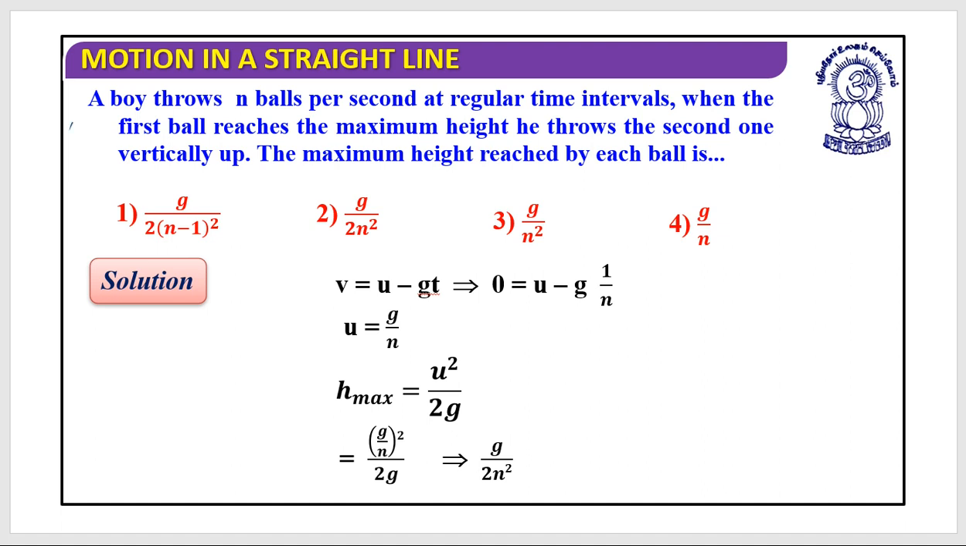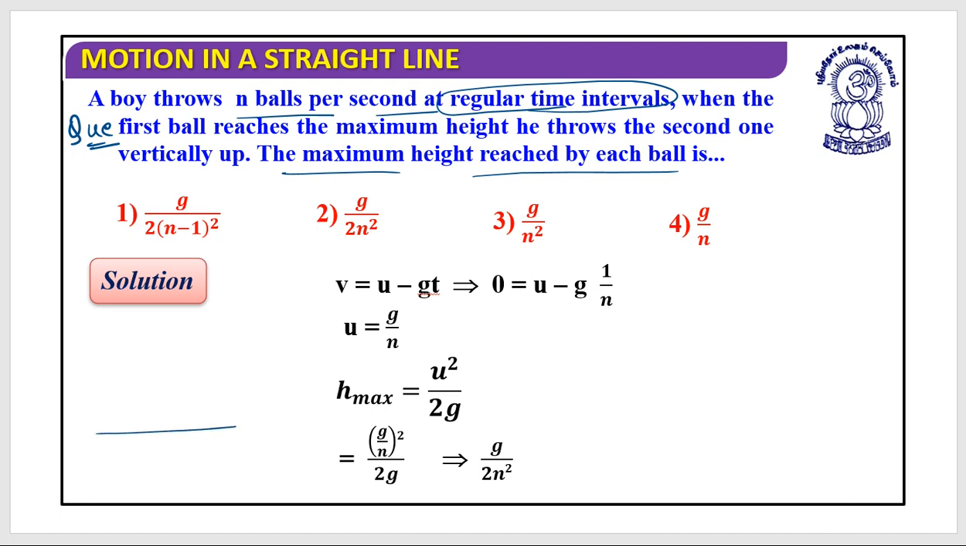What our question says is that a boy throws n balls per second. So within 1 second, he is going to throw n number of balls at regular time intervals. This is very, very essential. When the first ball reaches the maximum height, he throws the second one vertically up. What they ask is the maximum height reached by each ball.